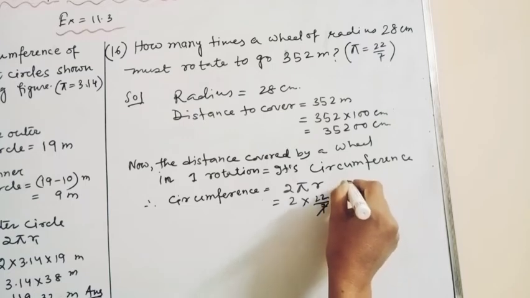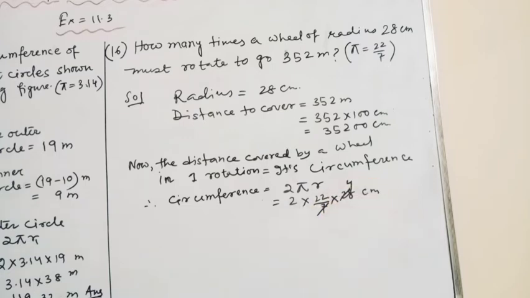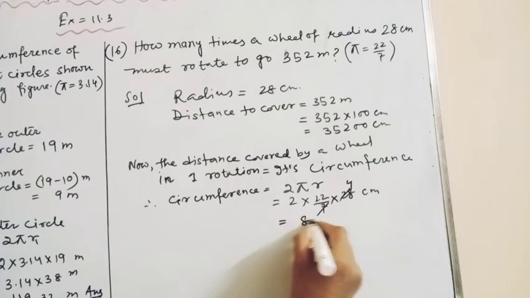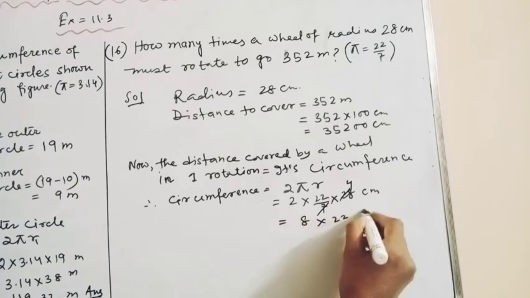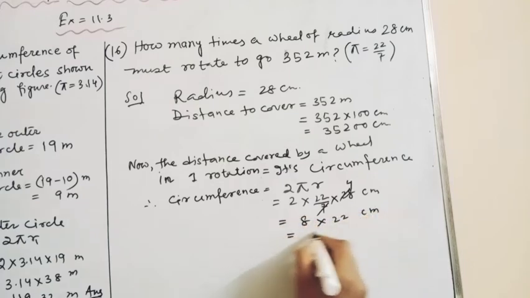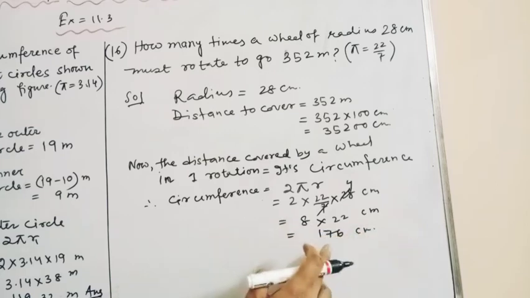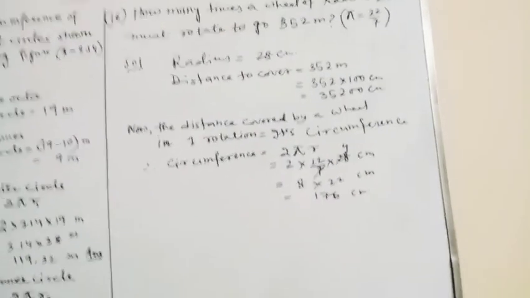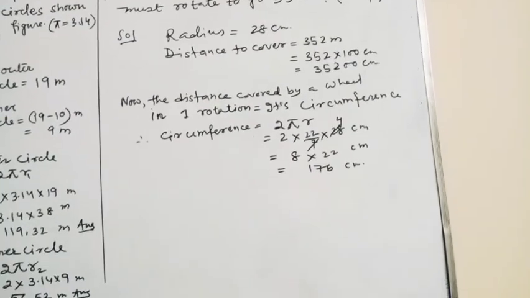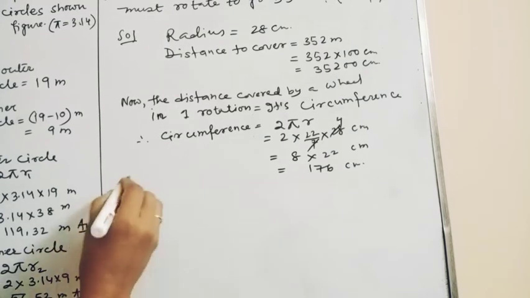Cancel it, 7 4s are 28. Now 8 into 22 centimeter is 176 centimeter. Now in one rotation it will cover 176 centimeter. So by using the unitary method you can find out.